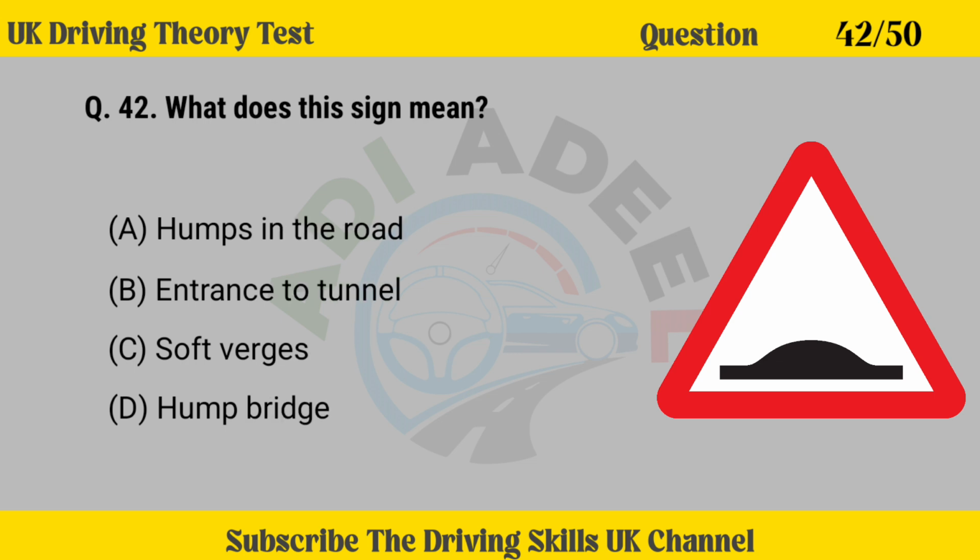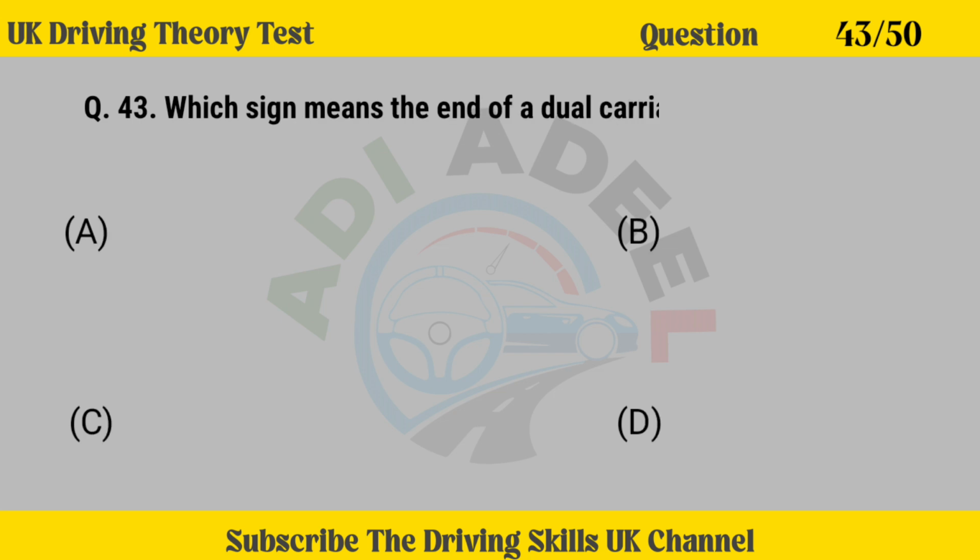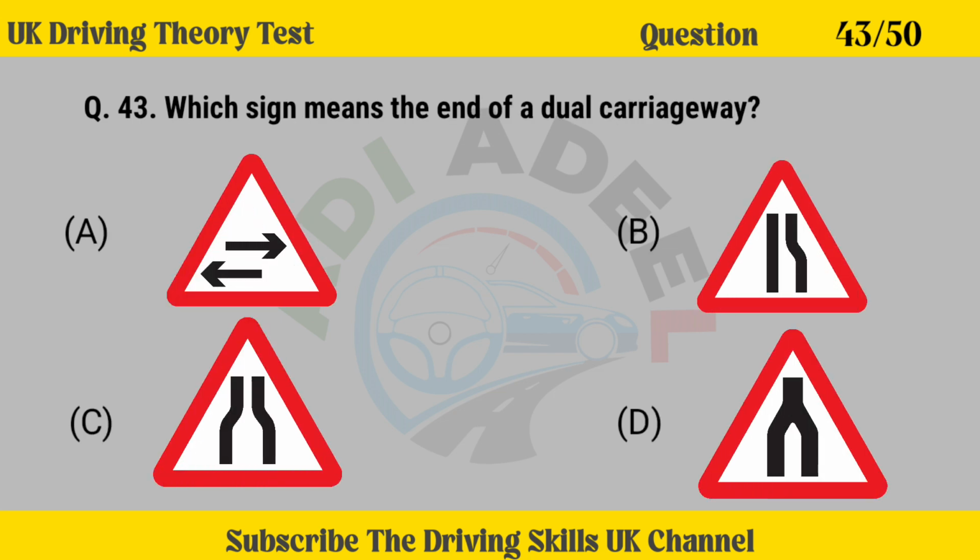Question 42. What does this sign mean? A, humps in the road. B, entrance to tunnel. C, soft verges. D, hump bridge. The right answer is A, humps in the road.